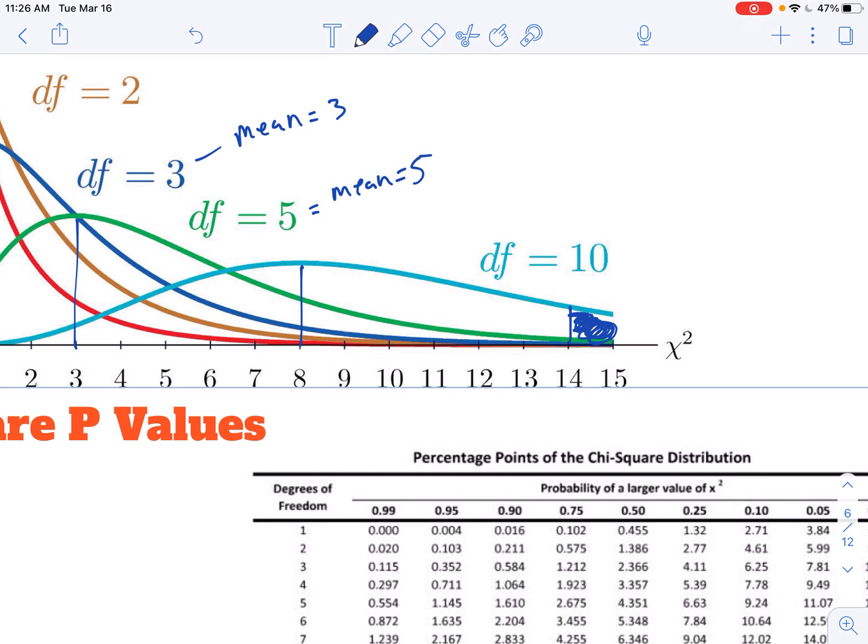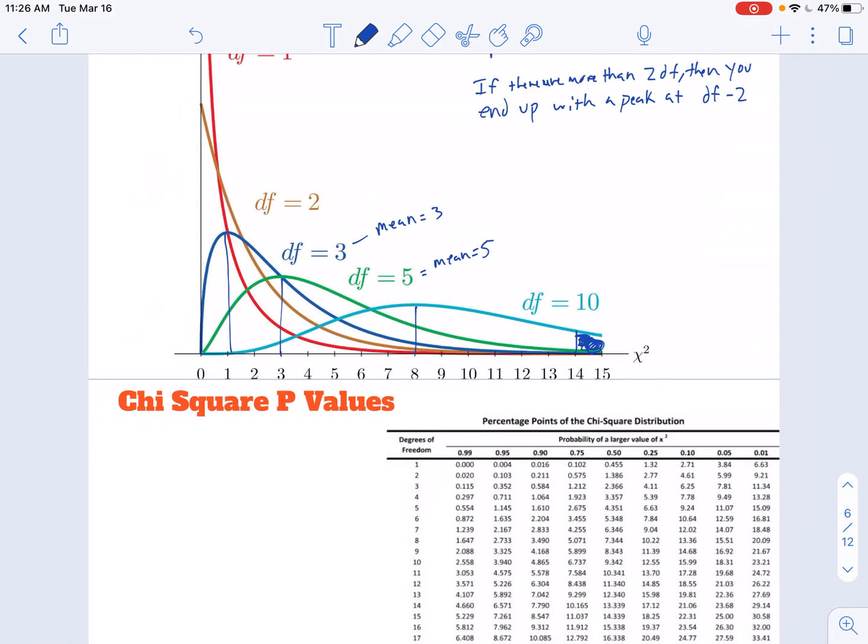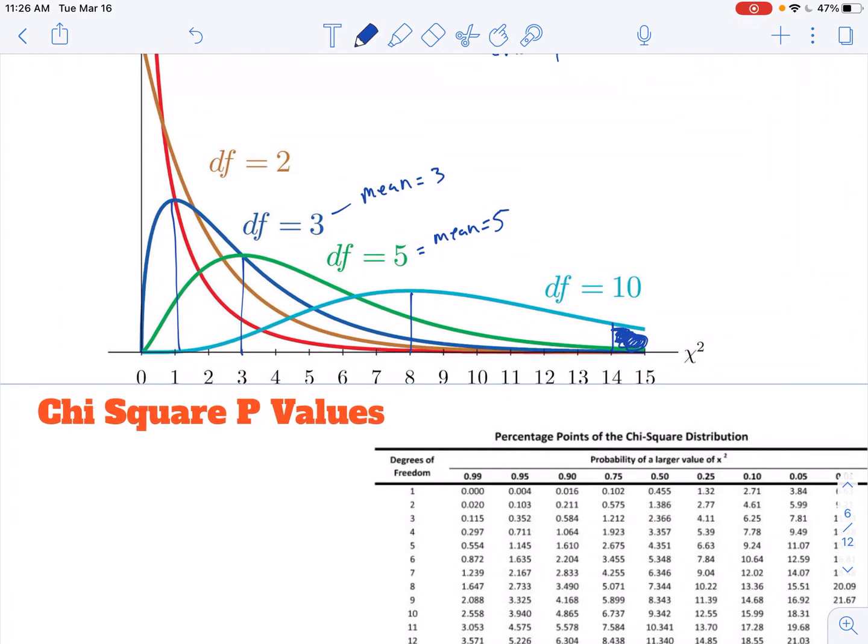The area highlighted to the right is where that event is likely to happen or more, because there are possibilities of getting a chi-square value greater than 14 when you have 10 degrees of freedom. It's fairly common because we have a fairly large area there. So we're still going to end up looking for the area under this curve, and the area under that curve ends up being equal to a probability value, just like when we look at normal probability plots.